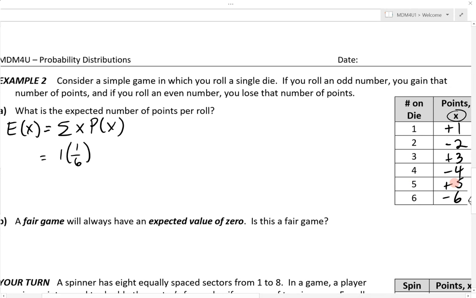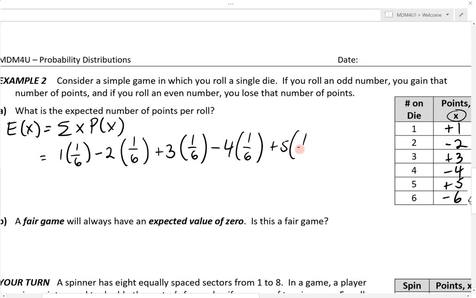Now, if I'm going to lose 2 points, well, I'm going to have minus 2 instead of plus 2. And the probability of that is 1 out of 6 as well. Then I'll have plus 3 points for the next x value. That's 1 out of 6. I'll have minus 4 points, and that's 1 out of 6. And I'll have plus 5 points, which is 1 out of 6. And minus 6 points times 1 out of 6.